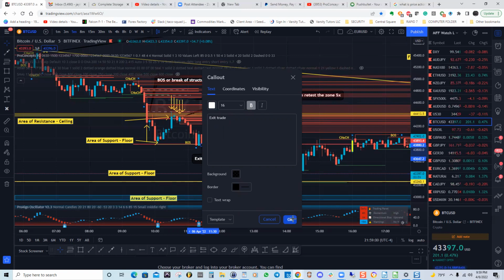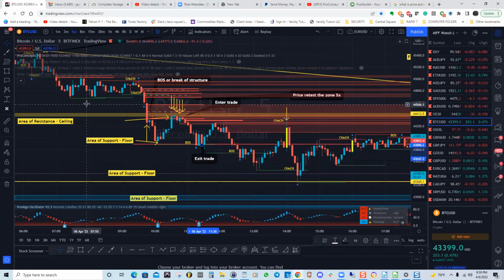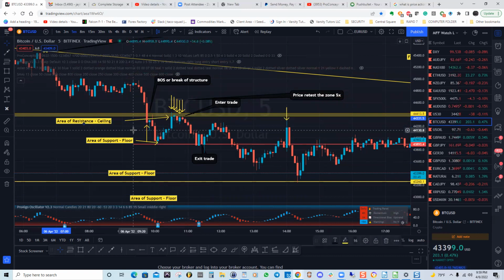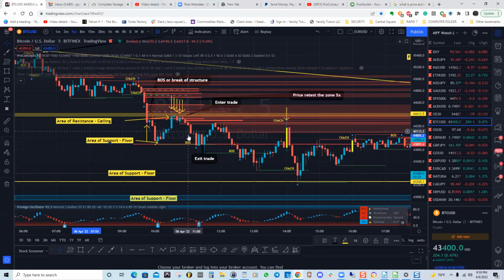So this is the price action we have. If I take the indicator off, you'll see where we would get in. Enter trade here, exit trade here. Because I enter the trade at the area of resistance and exit the trade at the area of support. So when we bring in the indicator, it shows us that, right? Shows us these things, exit here.